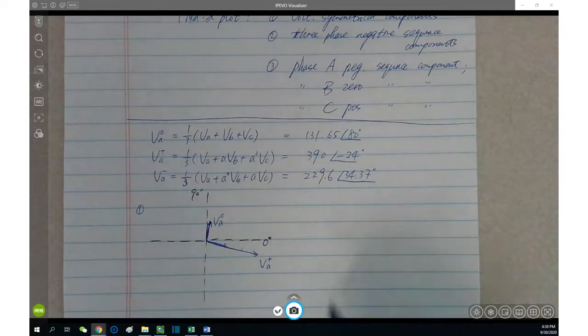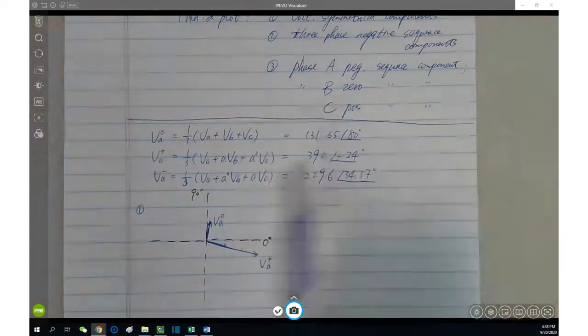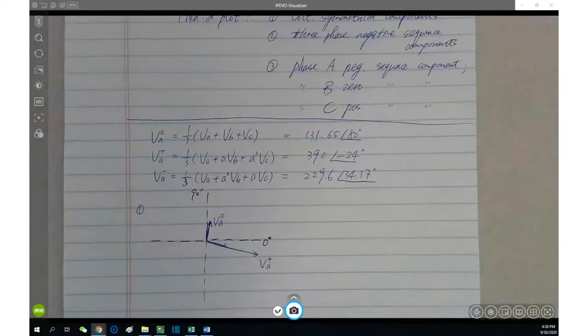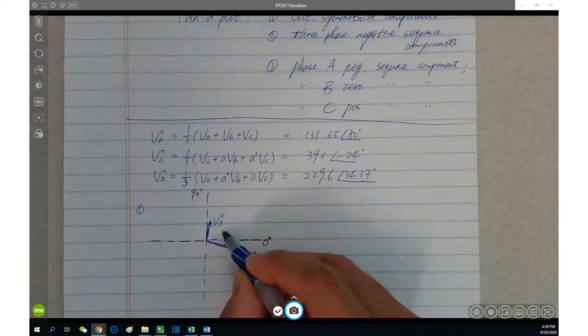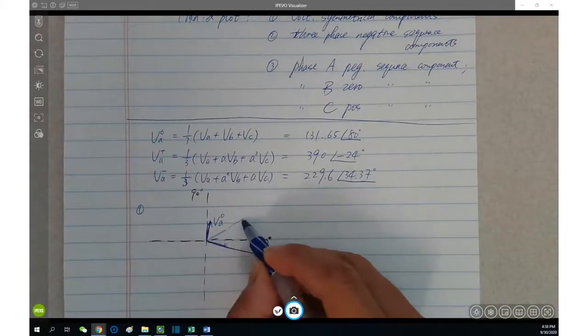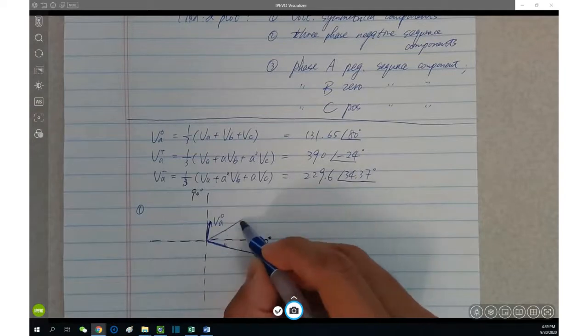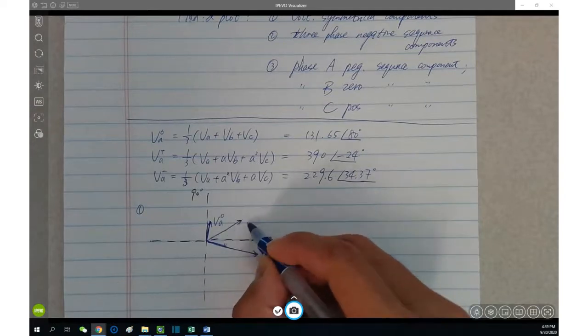Third one is 230. 230 is what? It's basically a little bit less than the double of the first one, VA0, in terms of length, right? And it's positive 34 degree. 34 degree is about here. Then it's just like this. VA minus.